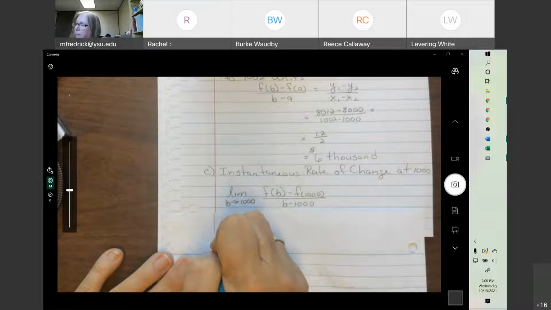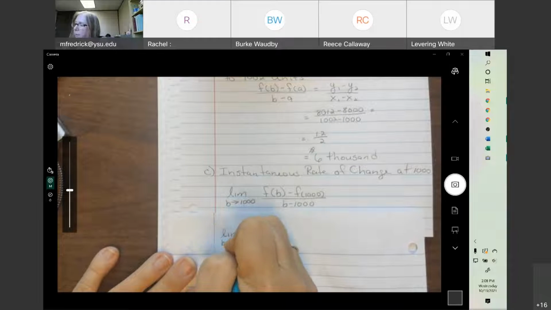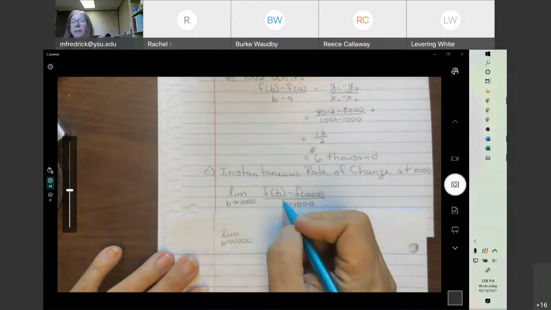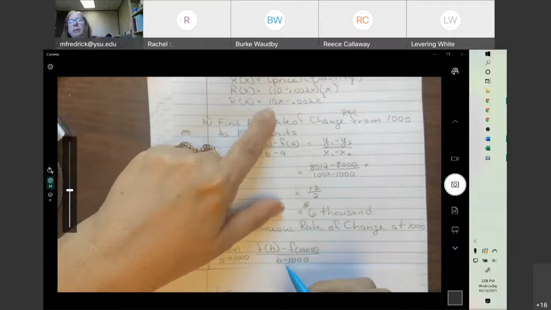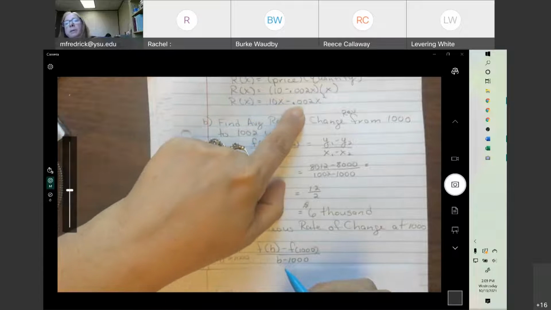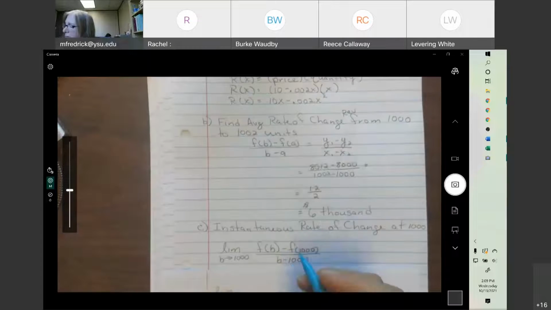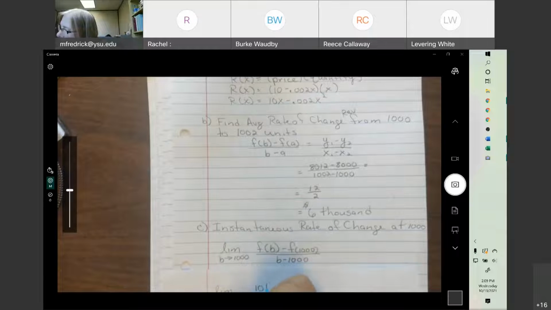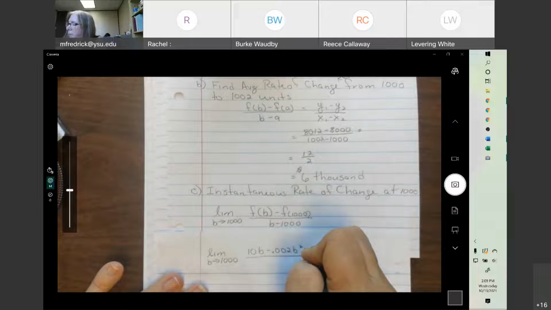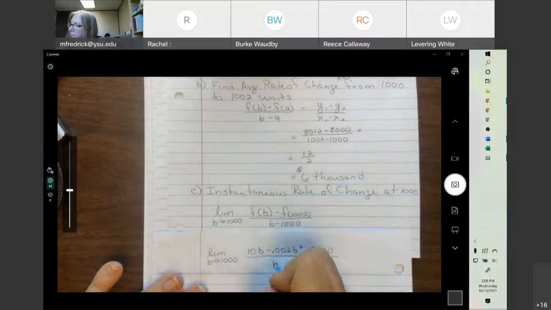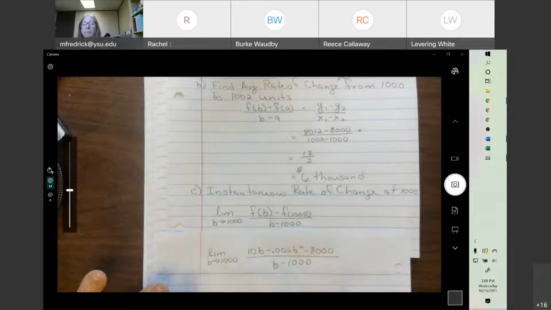And the limit as b approaches 1,000. F of b, plugging that in for your r, would be 10b minus 0.002b squared, minus the f of 1,000, which was 8,000, over b minus 1,000. Any questions on that part?